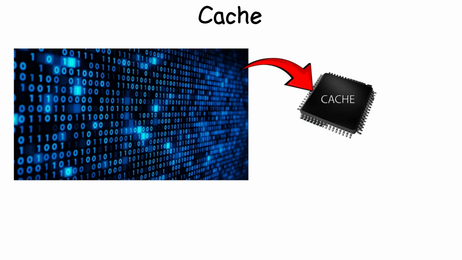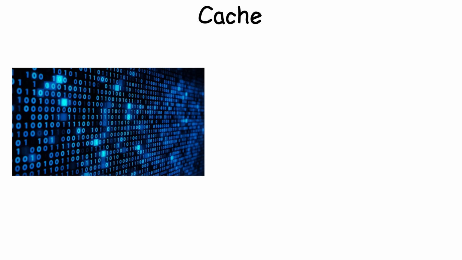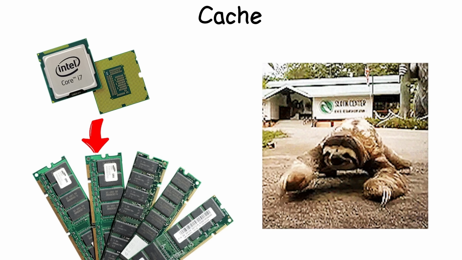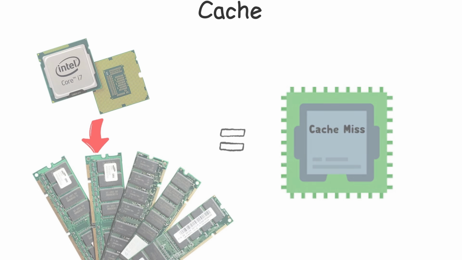Finding the data in cache is called a cache hit. If the data is not in any cache, the processor goes to the main RAM, which is much slower. That is called a cache miss.